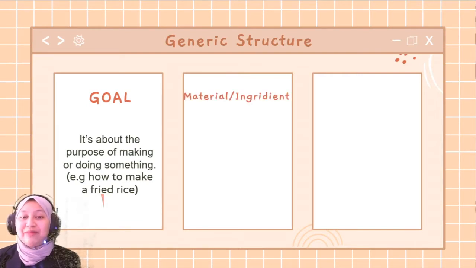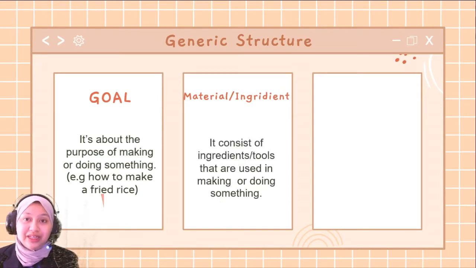Next is about the material or ingredient. Material or ingredient here, it consists of ingredients and tools that are used in making or doing something.